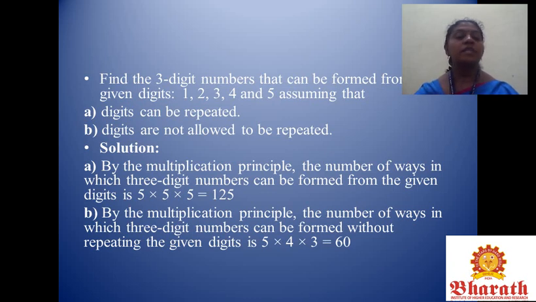So for option B, digits are not allowed to be repeated. So by the multiplication principle, the first digit is chosen in 5 ways, the second digit is chosen in 4 ways, because digits are not allowed to be repeated. So the third digit is chosen in 3 ways. So the total number of ways is 60 ways.